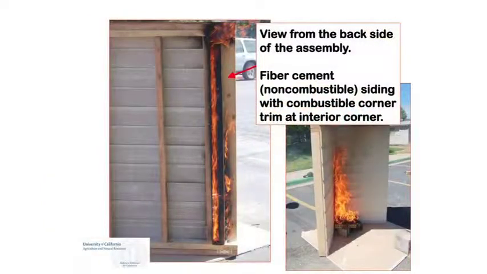So this is just an example on the left. This is a fiber cement siding product and a combustible trim product. This is a reentrant or interior corner where you often find vegetation. If you're going to go through the trouble of having a non-combustible siding product, make sure that the trim gives you comparable performance, because otherwise it'll be the weak link.